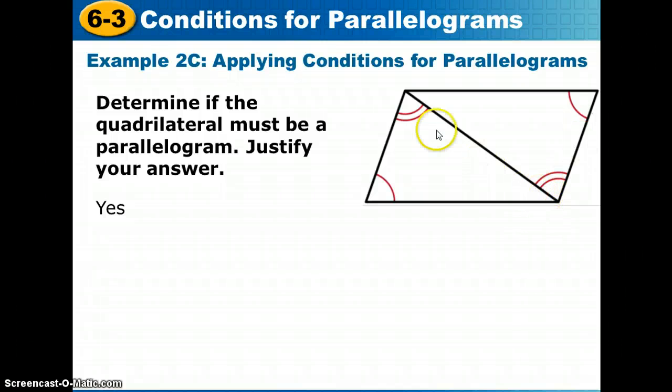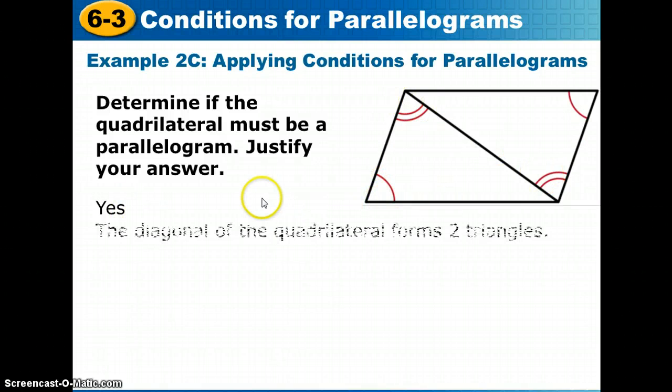And if I said these two angles are congruent and these two angles are congruent, then their sums must be congruent. That means the other pair of opposite angles in the quadrilateral are congruent. So yes, it's a parallelogram because both pairs of opposite angles are congruent.